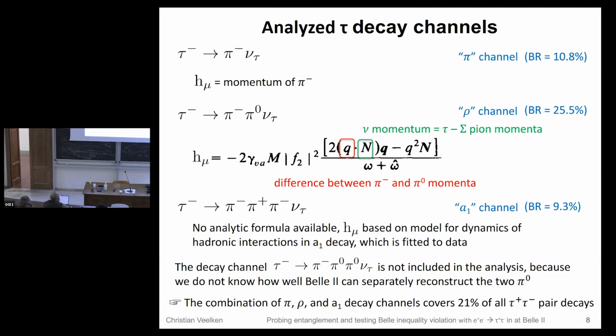The other decay modes, into 1 charged pion and 2 neutral pions, and also 3 charged pions and 0 neutral pions, we didn't include in the study. The reason for not including the first is that we weren't sure how well the Belle II detector can separately reconstruct the 2 neutral pions. The last decay channel, into 3 charged pions and 1 neutral pion, is not included because we didn't know what the polarimeter vector is for this decay channel. So there's still room for improvement.